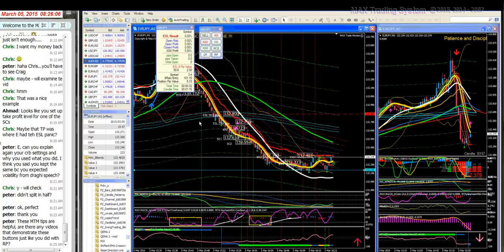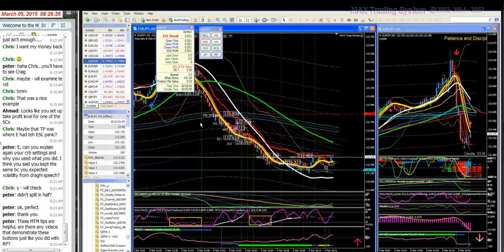These MTM tips are helpful. Are there any videos that demonstrate these buttons just like you did with RP? Yeah, there are videos, and I think Chris has already given some links with the package. No? But they are easy.